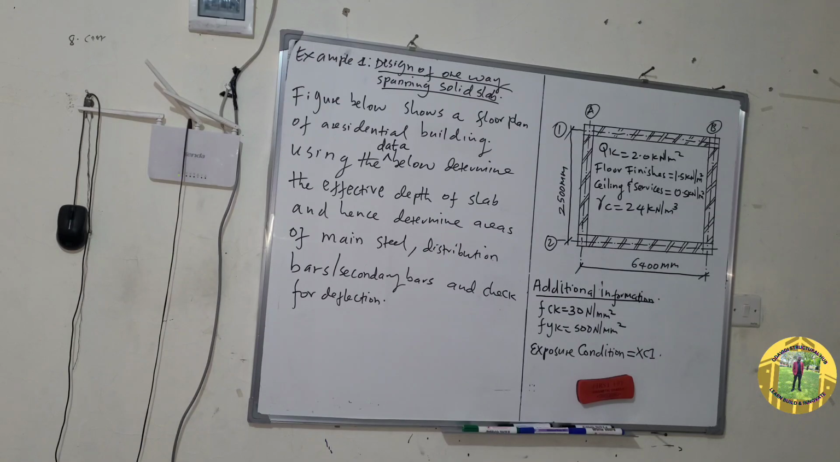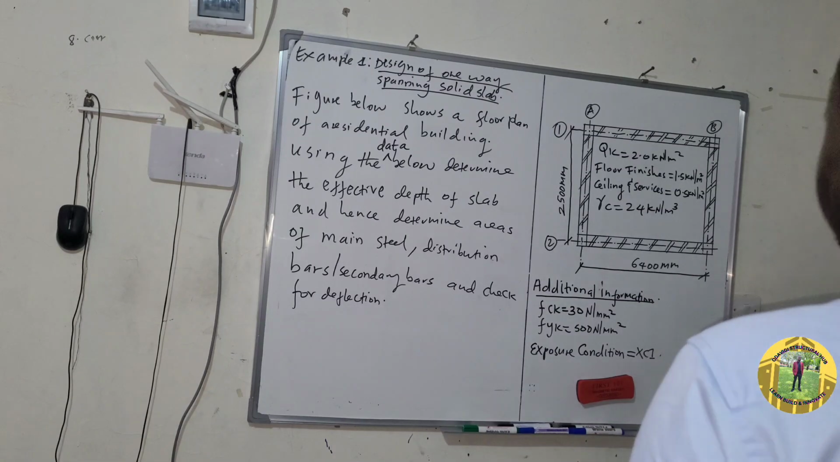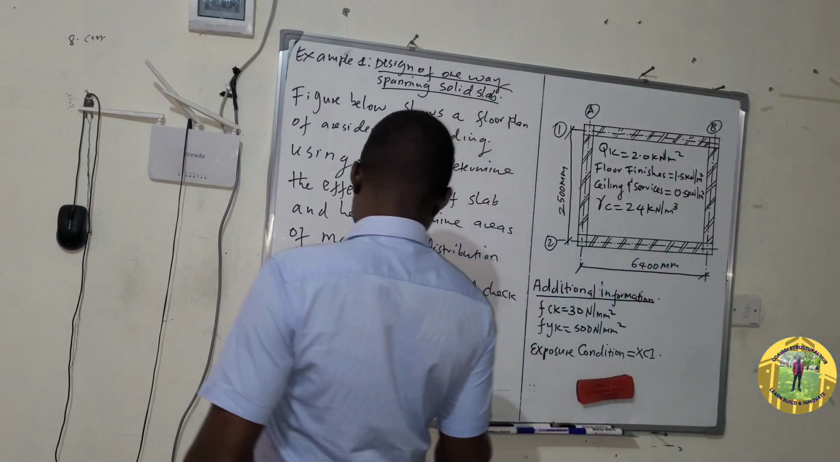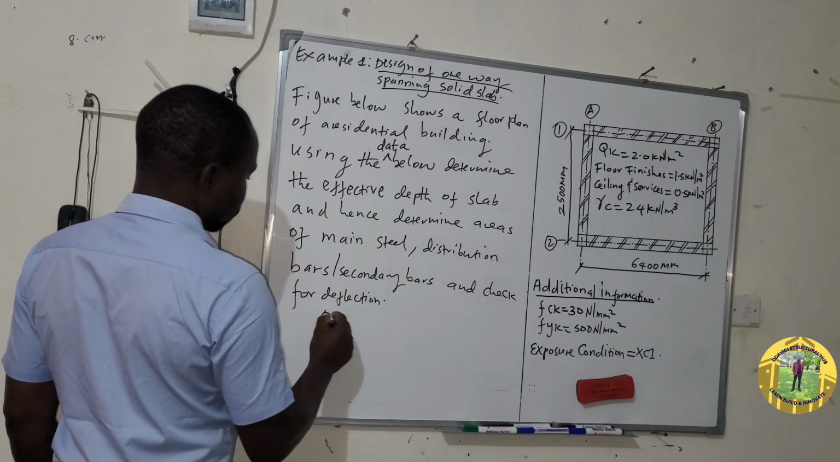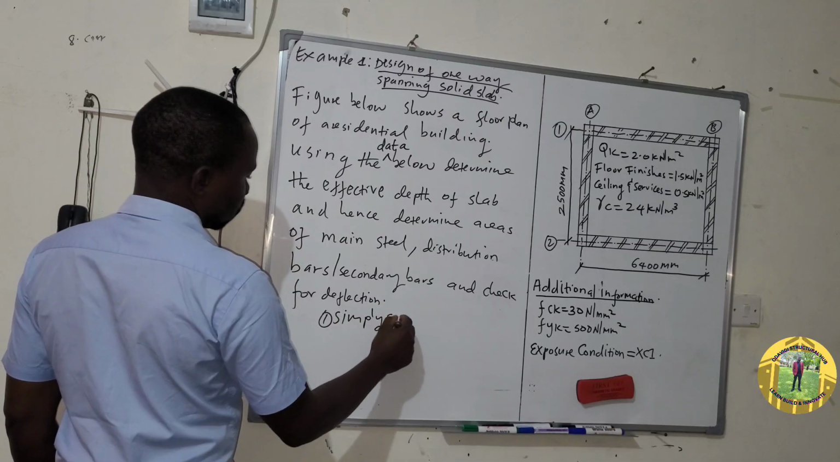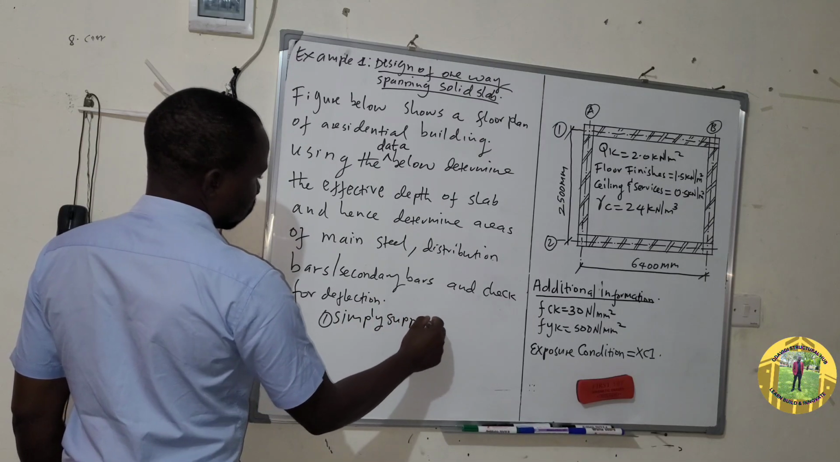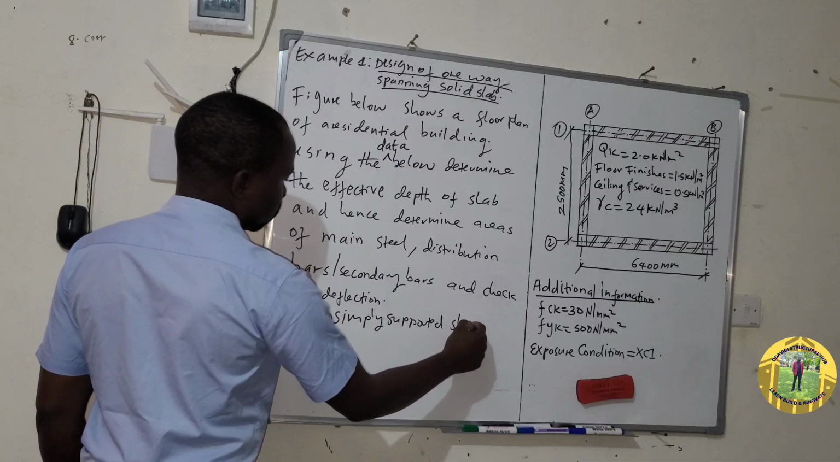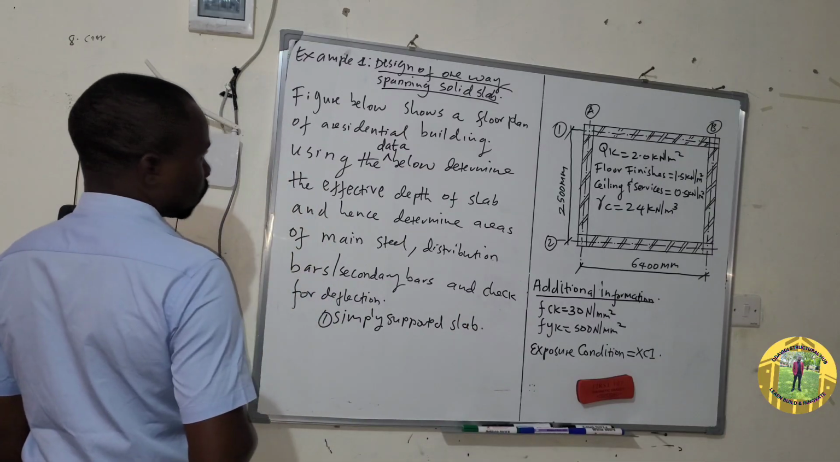Today, I want to tackle example number 1, and this is the design of one-way spanning solid slab, and we'll specifically be designing a simply supported slab. As I have said, we will tackle what we call simply supported slab. This is a slab resting on 2 supports.